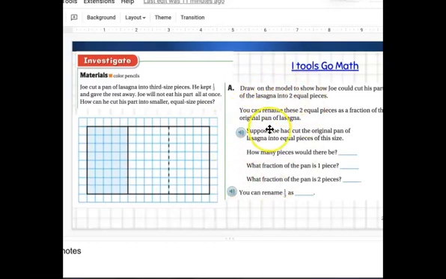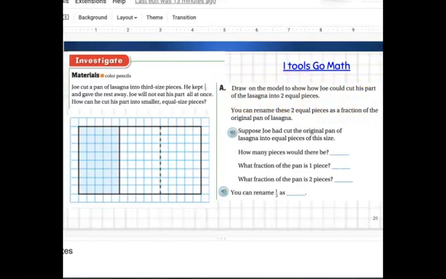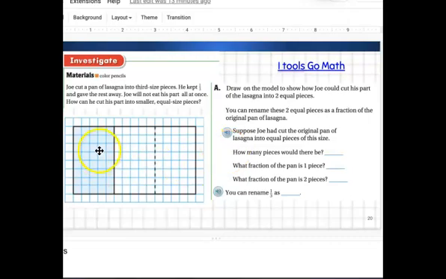So pause the video and read through to see if you can figure it out, and then we're going to give it a go. So we're going to draw on this model to show how Joe could cut his part of the lasagna into 2 equal pieces, and then we're going to take a look at if we can rename these 2 equal pieces as a fraction of the original lasagna.